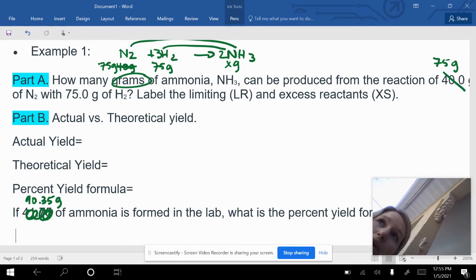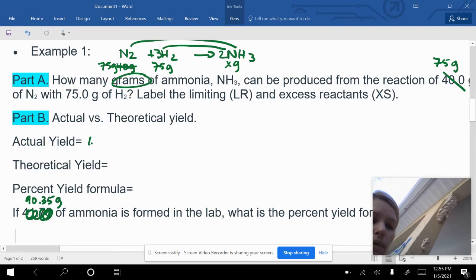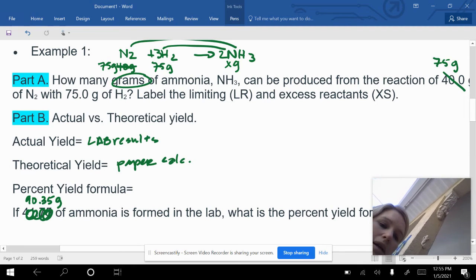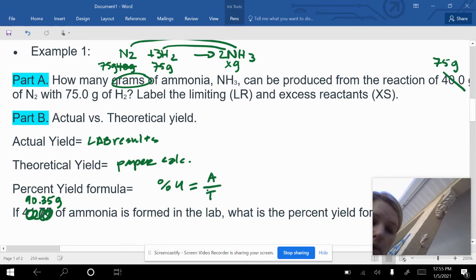Did we actually make ammonia? No. So the actual yield is from the lab, from lab results. Okay, and theoretical is paper calculations. So that's something to keep in mind. If you didn't actually produce it, or somebody didn't say this much was produced in the lab, that's not the actual. So percent yield, I think of it like this: percent yield equals actual over theoretical times 100.